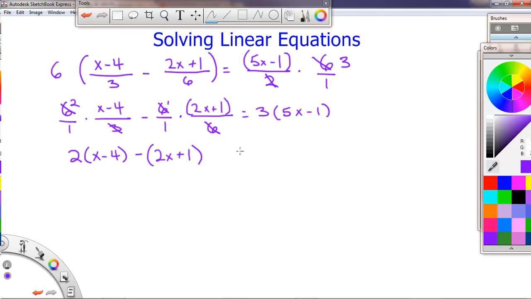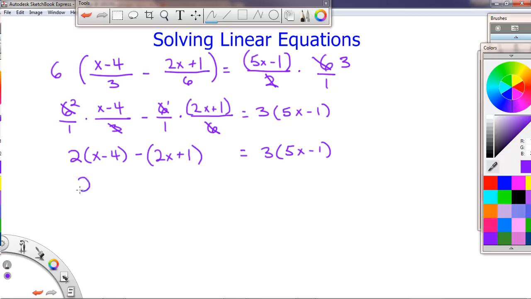That's fine. And this is equal to, let's do all our distribution in one step. So 3 times 5x minus 1. Okay, again, the reason why we multiplied by 6 was to cancel out all of these denominators, which we did. But what do we have in place of fractions? We have parentheses. Let's get rid of that. So we need to distribute the 2 here.